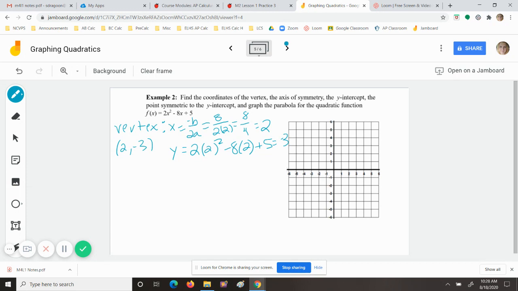So we can plot that, 2, negative 3. Okay, that's our vertex. Now remember what we said, our axis of symmetry is an x equals line. It's a vertical line. It goes through the x-coordinate of the vertex, so that line is x equals 2.